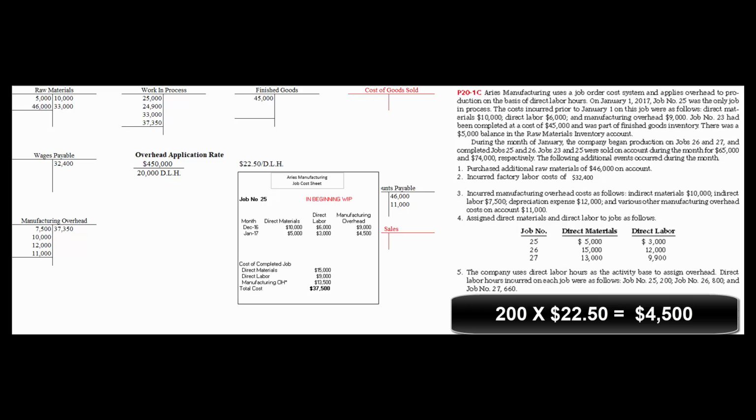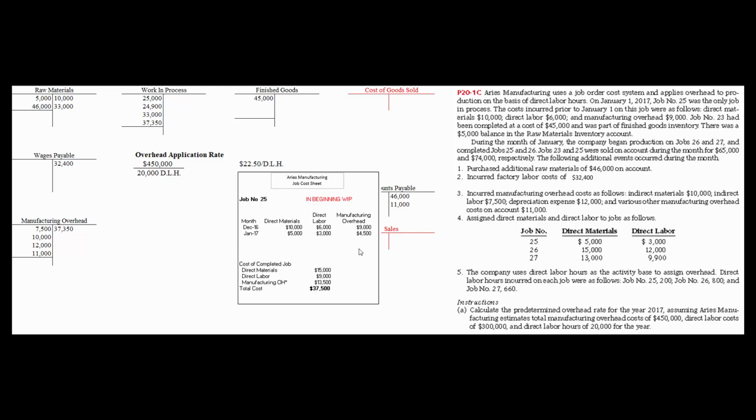Well, the problem tells us that on job number 25, we spent 200 direct labor hours during the month of January. 200 direct labor hours times $22.50 per direct labor hour means that the job got $4,500 of manufacturing overhead applied this month.